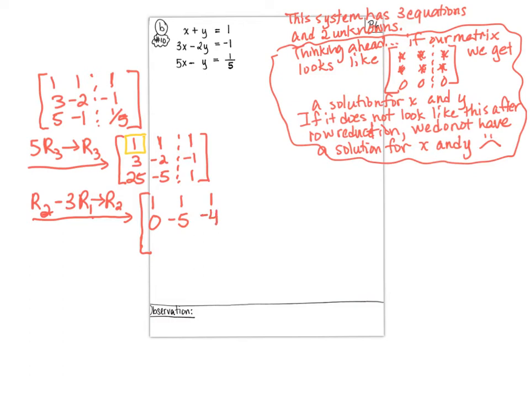Is everyone seeing this, or does anyone have issues seeing this? What I'm going to do is also change this 25 to a 0 by using this as our pivot. Can you tell me what the operation is going to be? Good. It's R3 minus 25 R1 to get a new R3. Did you want a minute to write it out? Okay, I'll give you a minute. What do we get? 0, -30, -24. Very good.